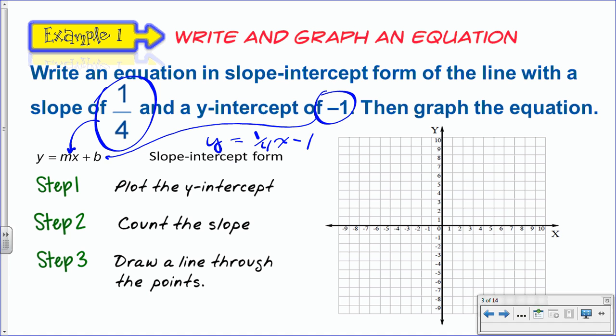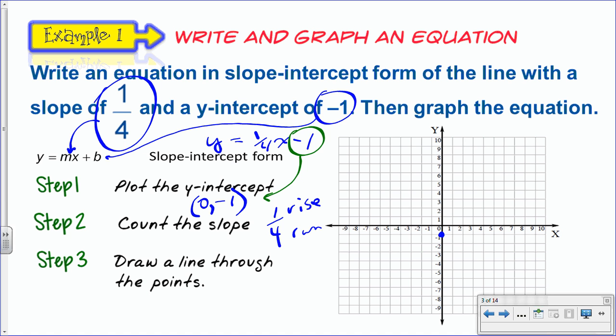Okay, so step 1 is I'm going to plot the y-intercept, which is what in this case? We're going to start at 0, -1. This is my y-intercept. That's this part right here. So over here on the graph, I'm going to find -1 and plot a point. Then I just count the slope. What is my slope? 1/4. What's the 1 stand for? It is the rise, and the 4 is the run.